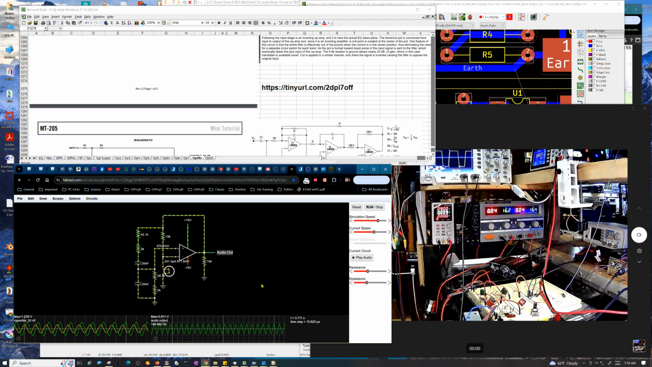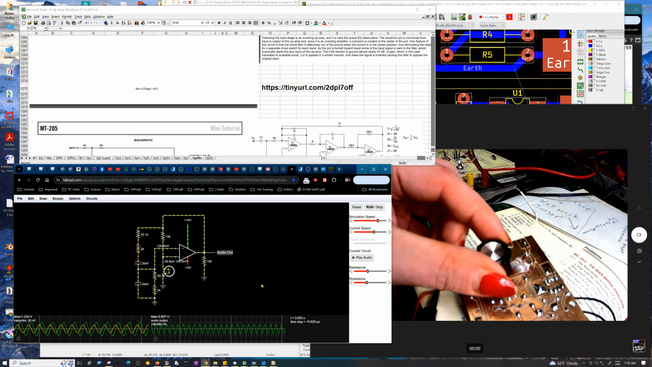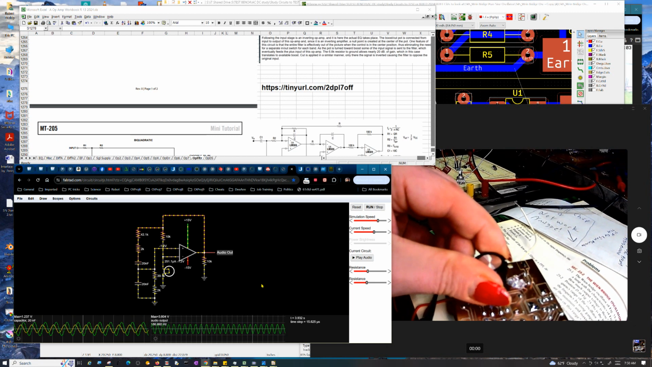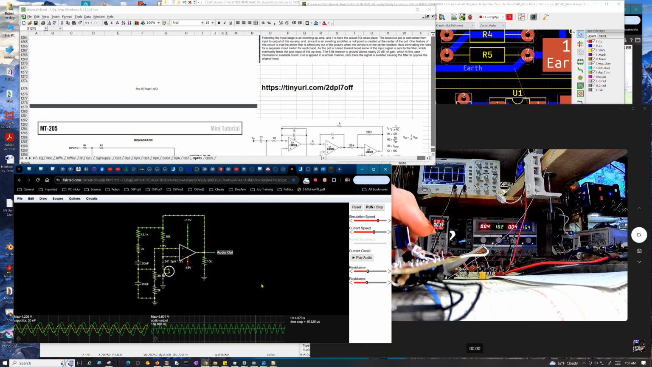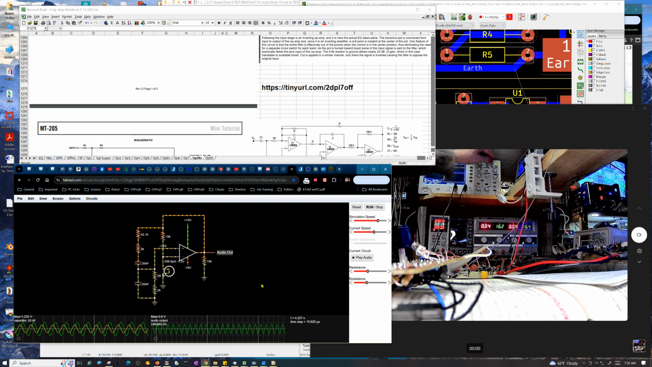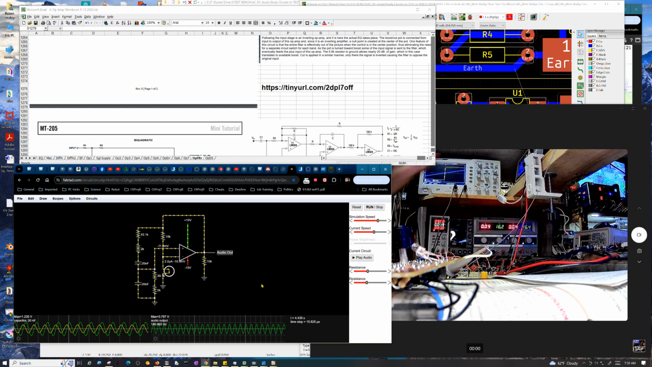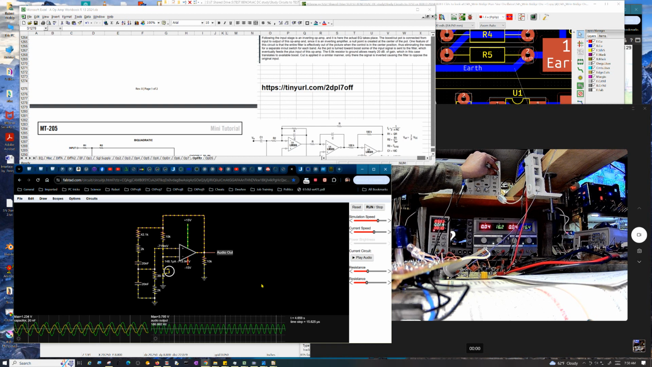Like I said, I can adjust it. This is a capacitor bank selector that you see here. So now we're at 5 kilohertz. Now we're at 540 hertz. And now we're at 55 hertz.